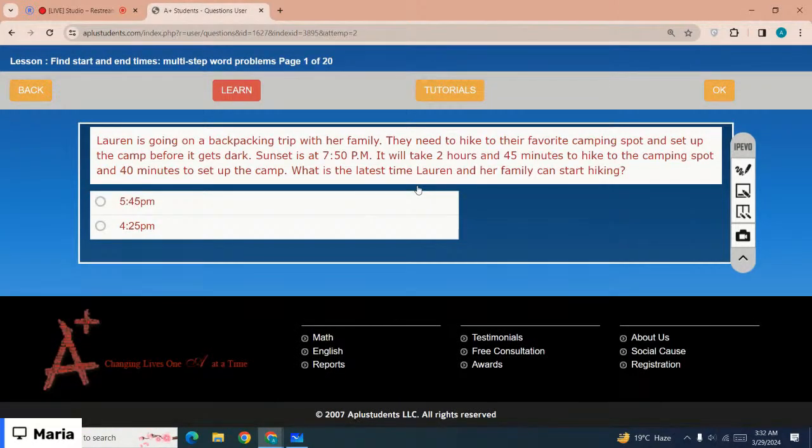Okay, Lauren is going on a backpacking trip with her family. They need to hike to their favorite camping spot and set up the camp before it gets dark. Sunset is at 7:50 p.m., right? So if it will take 2 hours and 5 minutes to hike to the camping spot and 40 minutes to set up the spot, what is the latest time Lauren and her family can start hiking?